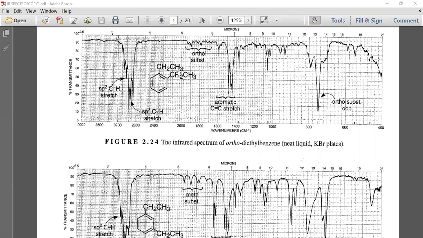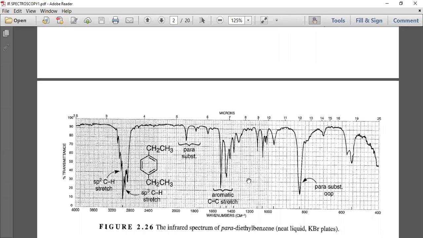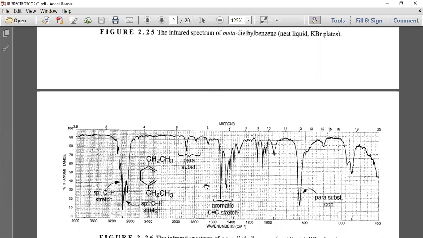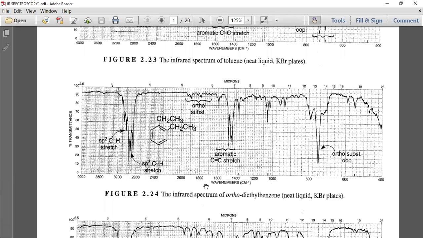They all have characteristic aliphatic CH stretching vibrations, aromatic CH stretching vibrations, and aromatic C=C stretching vibrations. Look at these three molecules: this is meta and this is para. But how do we differentiate them? As I said, we need to look at the fingerprint region. Though the functional group region, from 1500 to 4000, may be the same, the fingerprint region from 500 to 1500 will be different for these compounds.